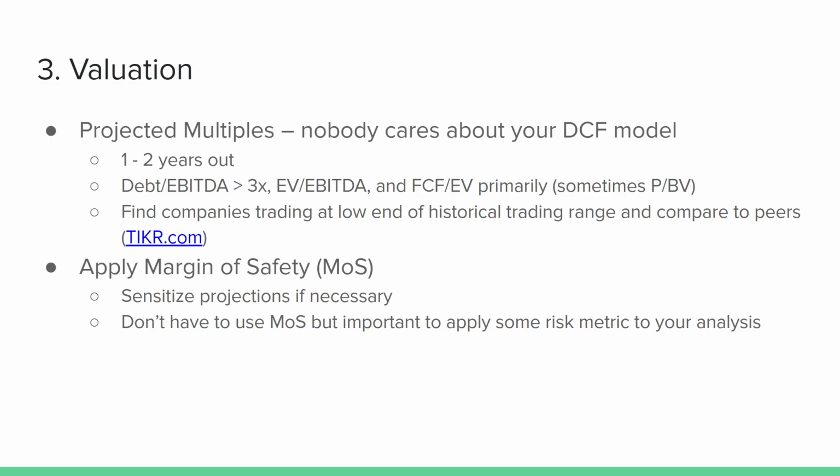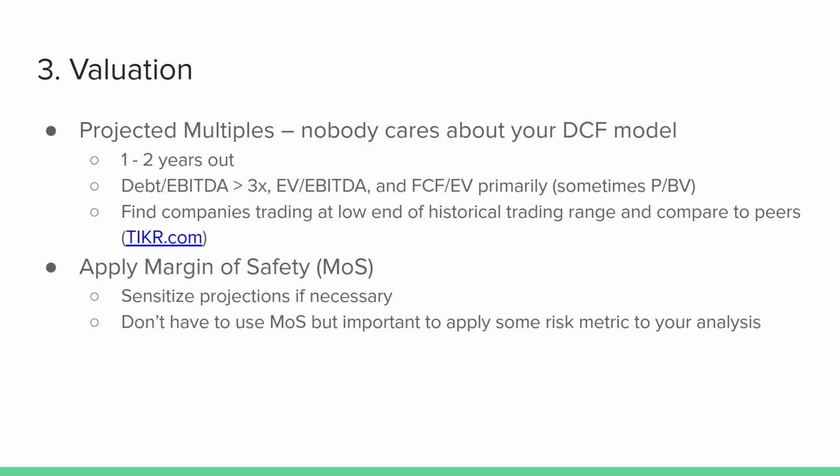Number 3, valuation. Projected multiples, because nobody cares about your discounted cash flow model. The markets don't care about price targets. That's not how stocks work. And I typically look 1 to 2 years out. Again, I want that debt to EBITDA to be below 3 times. We're talking about forward, so what they're going to make in EBITDA.